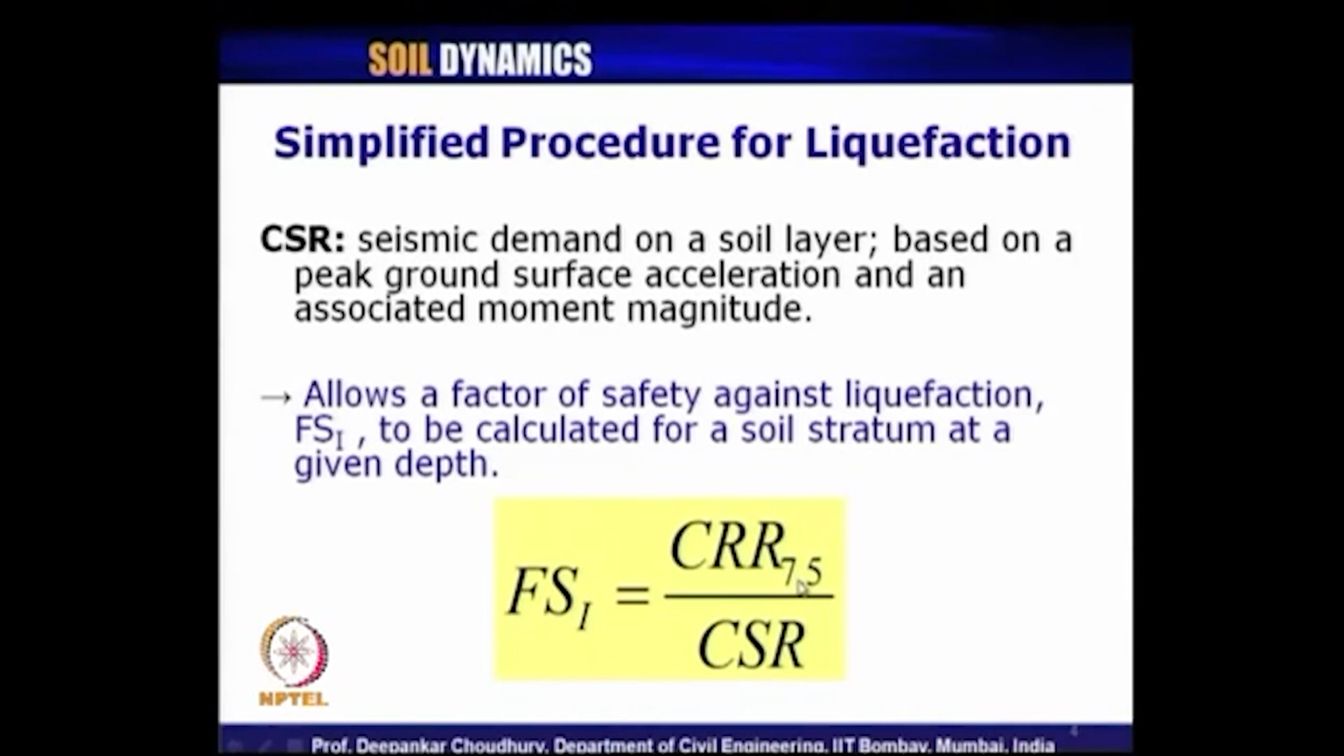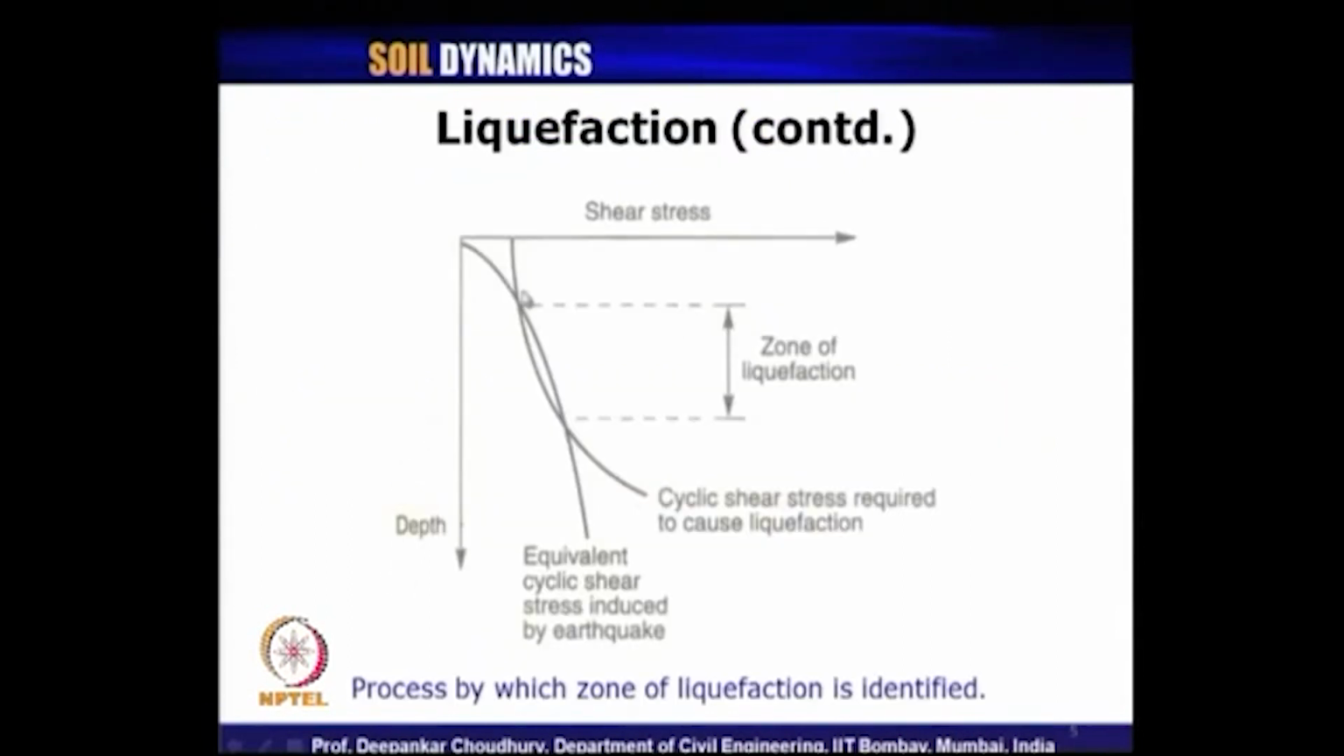7.5 denotes the moment magnitude of earthquake of 7.5. CRR is calculated at that magnitude of earthquake, divided by the CSR at a particular depth. So, this is the basic principle of what we understand by liquefaction.